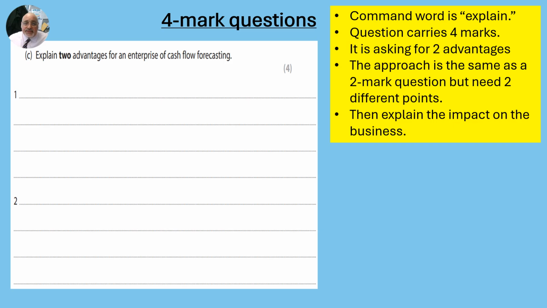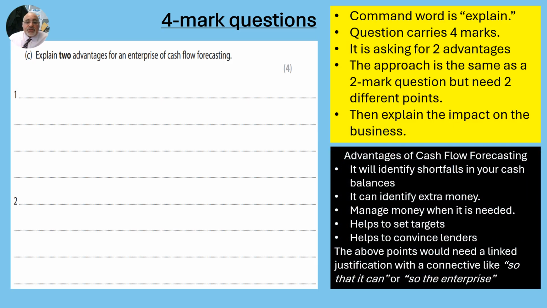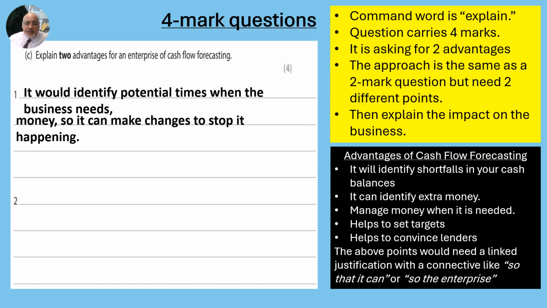The theory is the same, it's the advantages of cash flow. You need to know 2 very well in order to answer this question. But you still need a point, 1 advantage, and an explanation of why it's an advantage to the business. So on the screen now you'll see that there are the advantages of a cash flow forecasting. Now any of those will help you to write one of the answers, or one of the points. So it kind of looks like this.